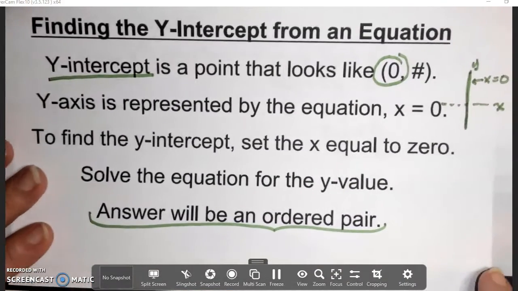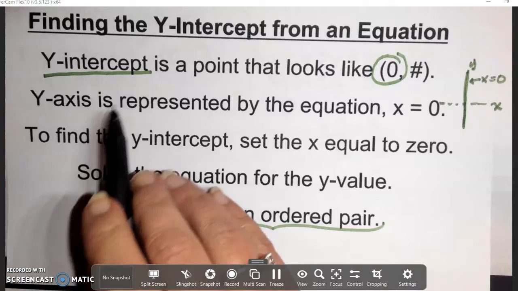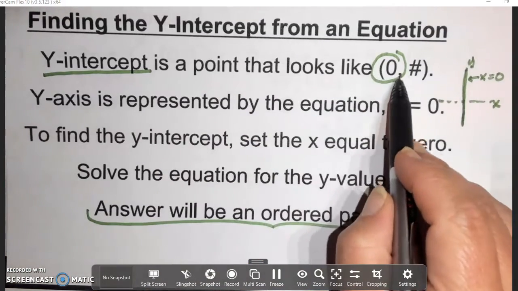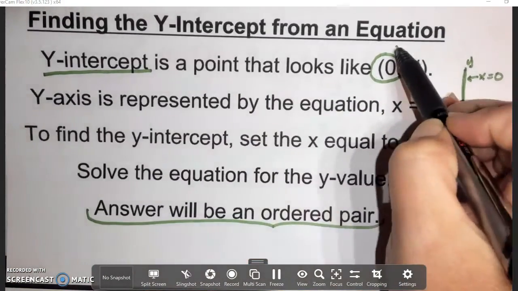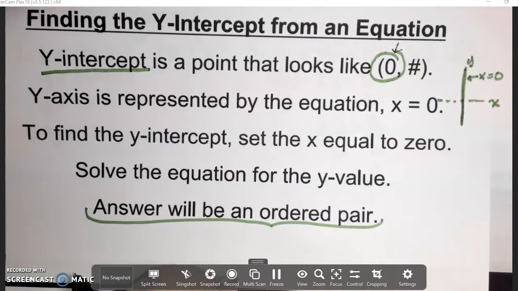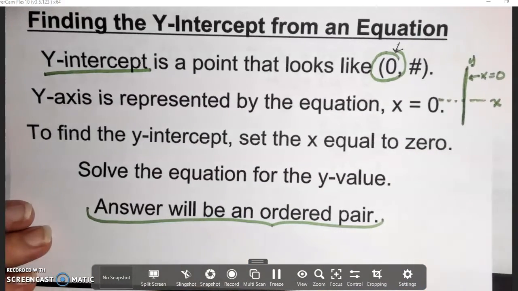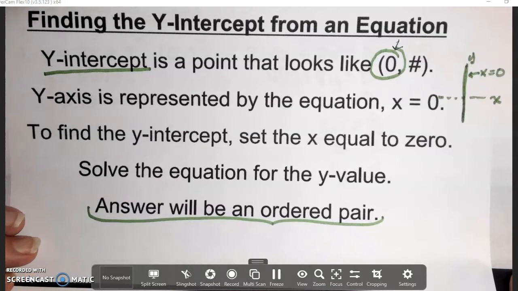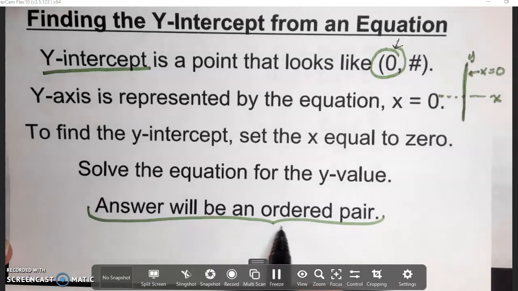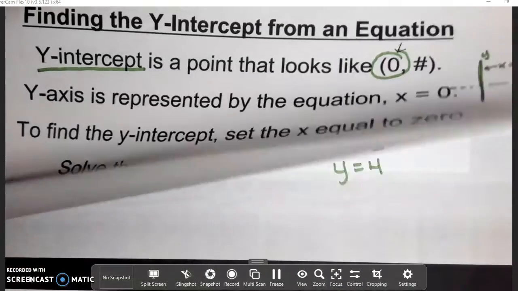So when you want to find the y-intercept from an equation, the y-intercept is a point or an ordered pair that looks like 0, comma, and a number. So the x value of the y-intercept is always going to be 0. The y-axis is represented by the equation x equals 0. To find the y-intercept, set the x equal to 0 and solve for the y. Your answer is always going to be an ordered pair.